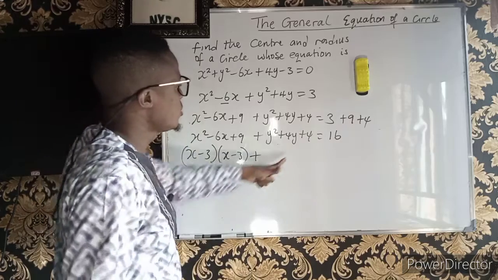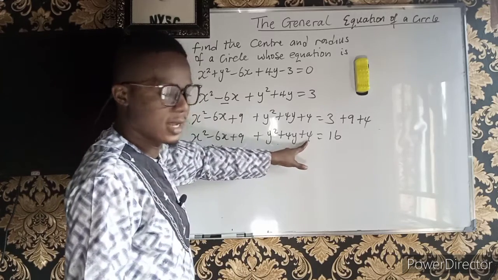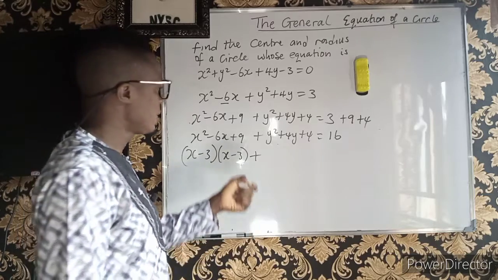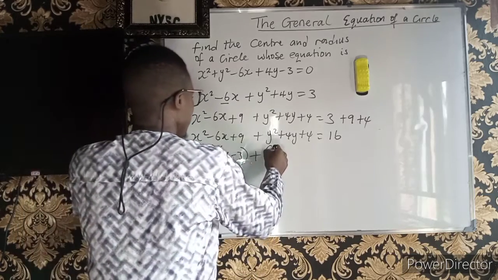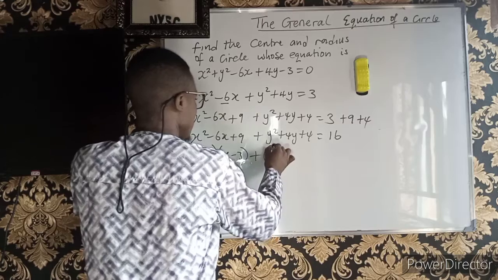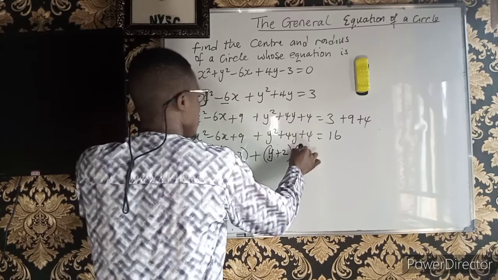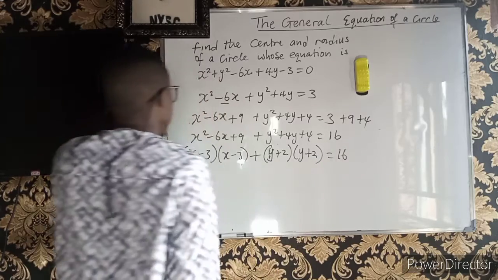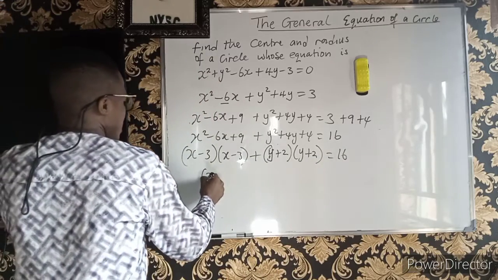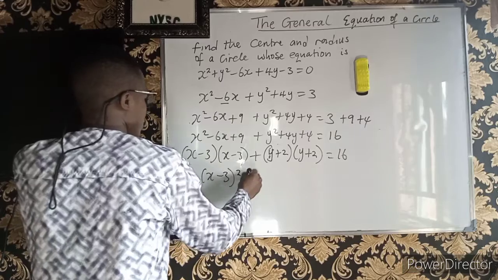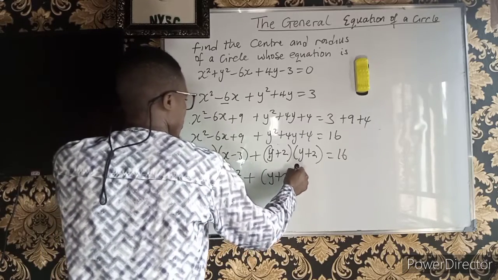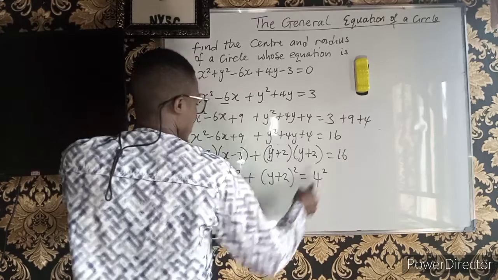Plus, coming here, two numbers I will multiply to get plus 4, and if I add, I will get plus 4. The numbers are 2 and 2, because 2 times 2 is 4 and 2 plus 2 is 4. So I'll have y plus 2 into y plus 2. Now, this is still 16. Now, this is double, so I will call it x minus 3 all squared plus, this is double 2, y plus 2 all squared. 16 can be called 4 squared.